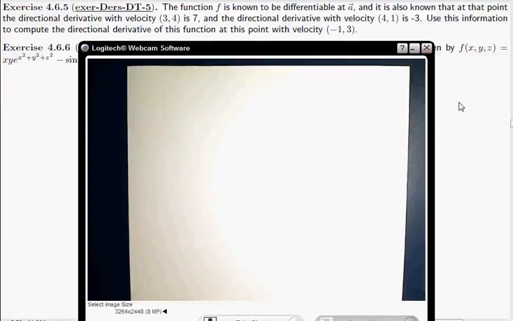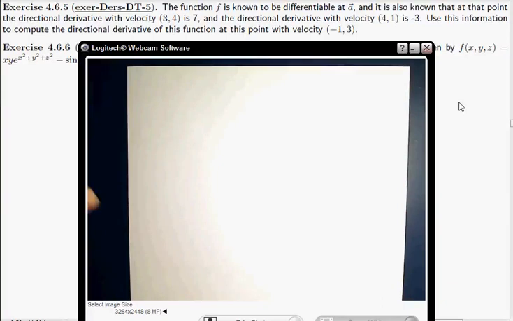Yeah. So the critical thing it's given is that the function is known to be differentiable. And when you know it's differentiable, that means you have this linearity property. In other words, you have directional linearity. So you can compute directional derivatives by a linear transformation.